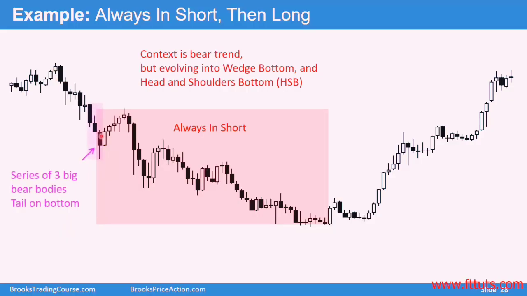Three big bear bars, a bear channel with about 8 or 10 bars, but a tail on the bottom of the bar. That's a weakening trend. Another big bear breakout, but a big tail below, and the close of this bar, the bottom of that black box, is above the breakout point. There are problems with this bear trend.